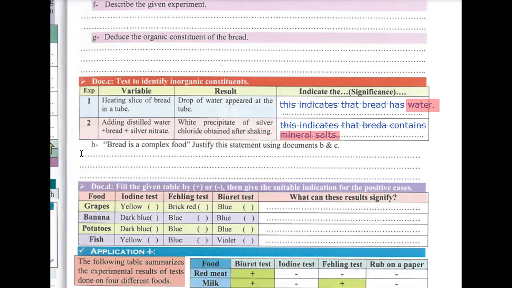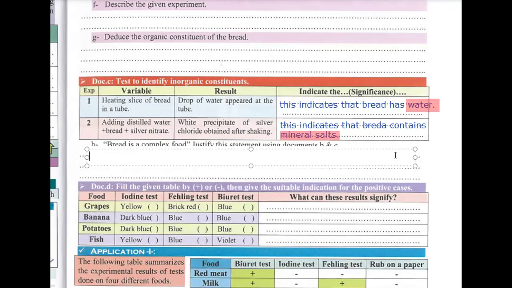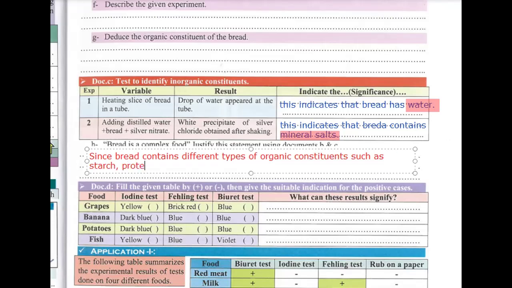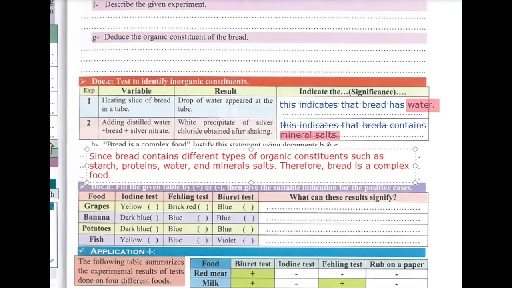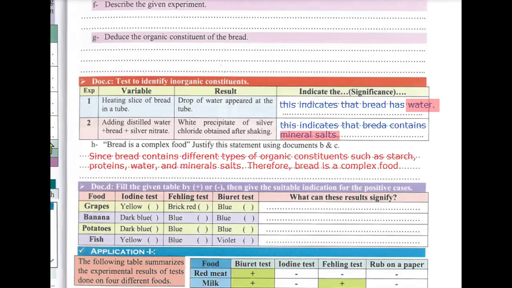I will say: since bread contains different types of organic constituents such as starch, proteins, water, and mineral salts, therefore bread is a complex food. Okay, you saw the statement, like in "show that," we leave it for last and put it at the end.